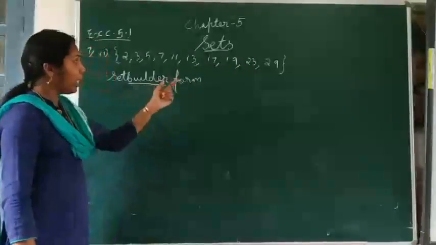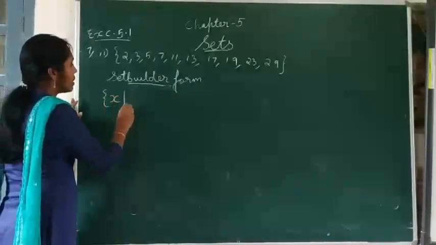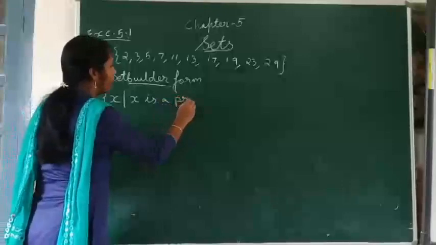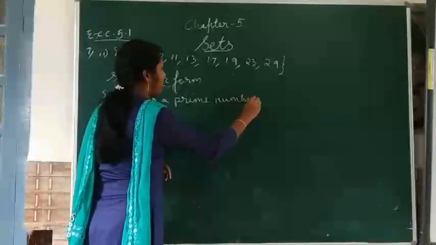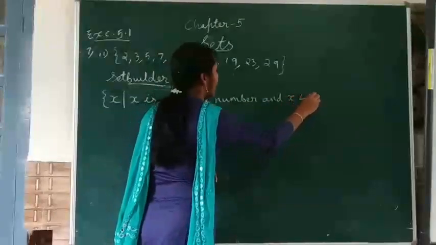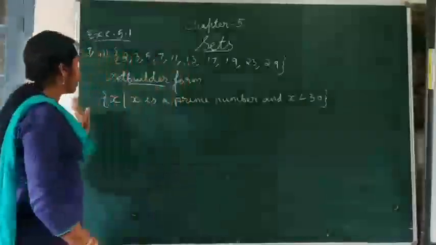Therefore, we can write the set builder form as follows. Set of all x such that x is a prime number and x less than 30. This is the set builder form of the given question.